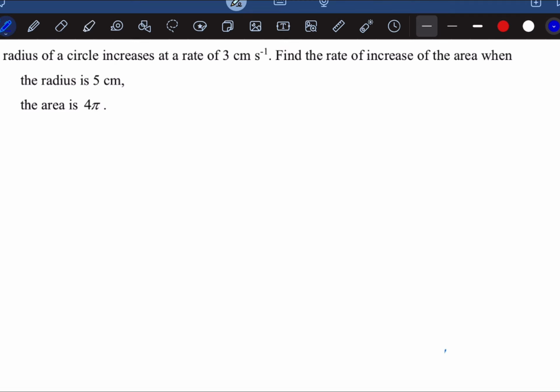What does this mean? You can see in this question, they say the radius of a circle increases at a rate of 3 cm per second. So this part, 3 cm per second, and it's the radius, so this will be dr over dt. We are asked to find the rate of increase of the area. Rate of increase, so it must be something over dt, and area is dA.